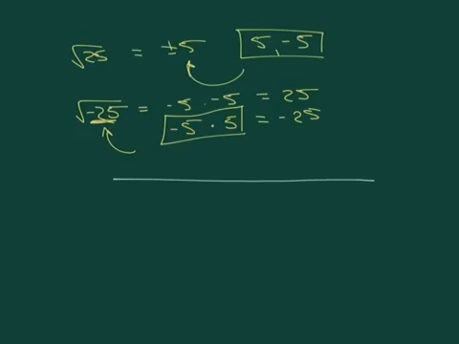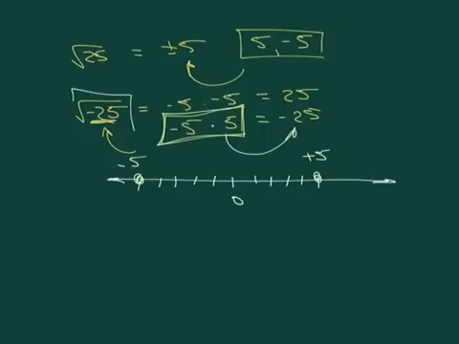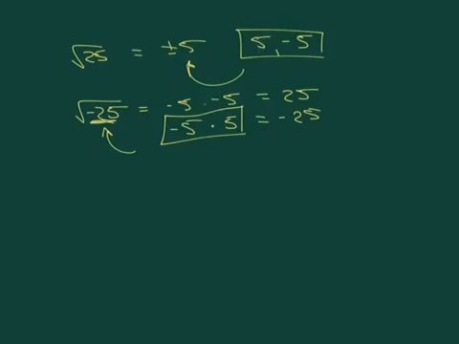Those are numbers that have the same 5, but they are two different places on the number line, which means they are two different numbers. One is negative 5, one is positive 5. They are not the same number unless they land on the same place on the number line. So that's a true statement, but the square root of negative 25 does not exist. There is not a number you can multiply by itself that gives you a negative.